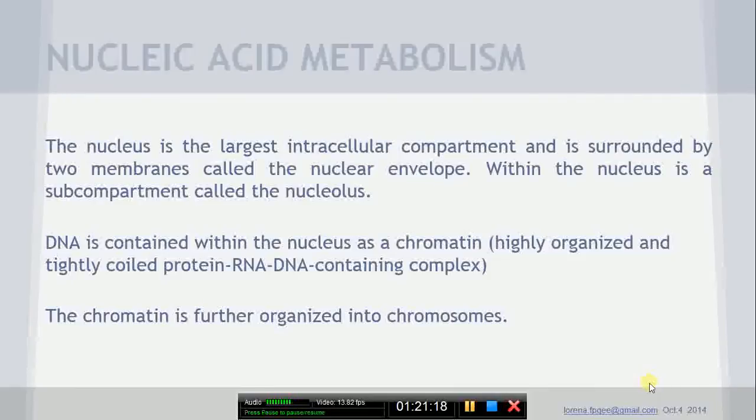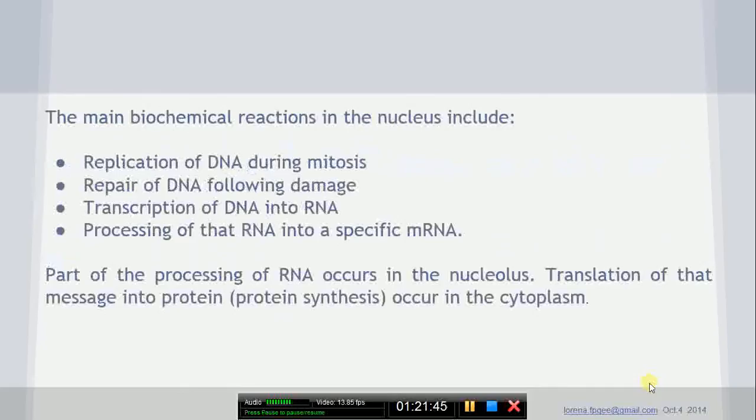DNA is contained within the nucleus as a highly organized and tightly coiled protein-DNA containing complex called chromatin. See Chapter 6 for more details. Bare DNA does not normally occur. The chromatin is further organized into chromosomes, which vary in number depending on the species. The protein complex with DNA serves to compact the lengthy DNA molecules into a tighter, denser form and to add an element of access control to DNA for translation and of regulation of that translation.